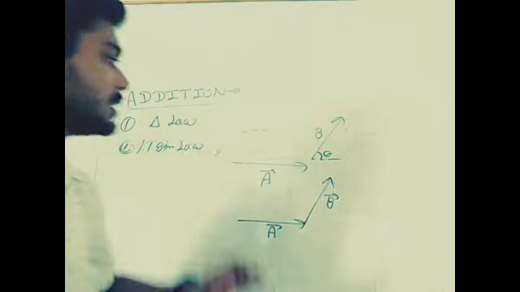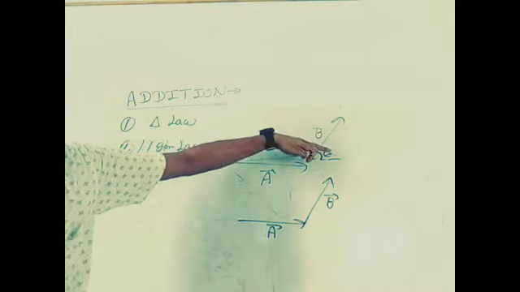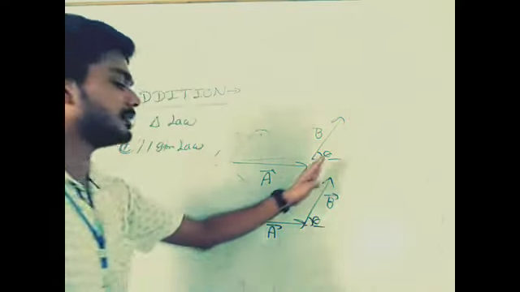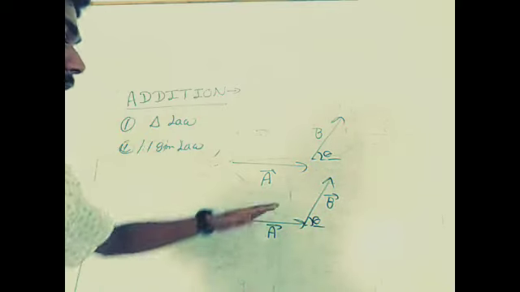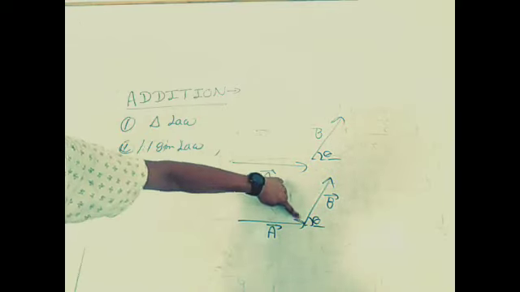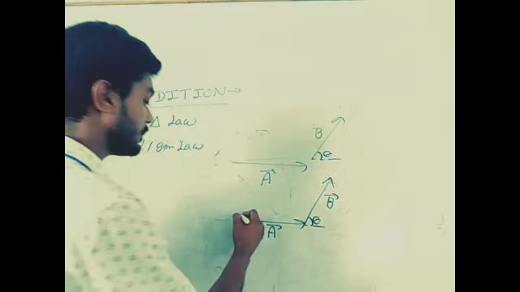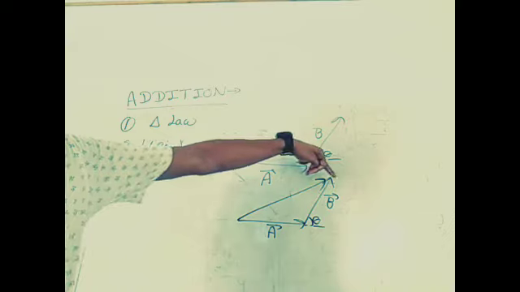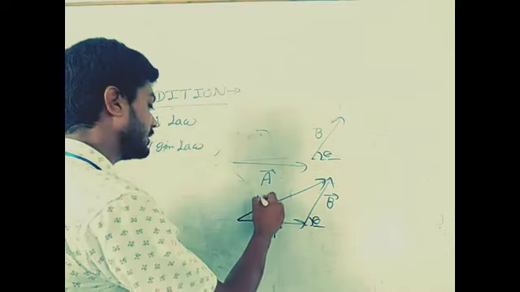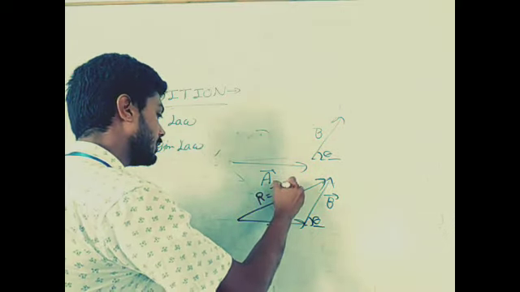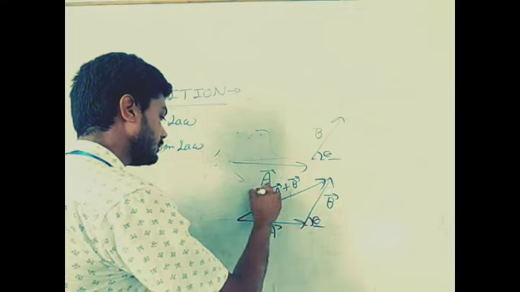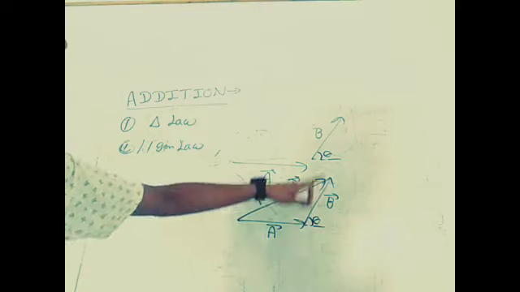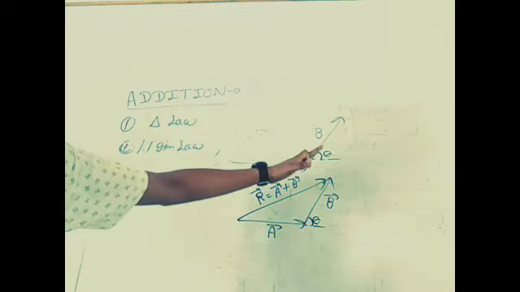Now suppose this vector B is at angle theta from the horizontal, then you will draw vector B at angle theta. I repeat again, draw vector A. From head of A, draw vector B. Then the closing vector, the vector which closes from A to B, will give the resultant, A plus B. Then triangle law says that draw vector A, from head of A draw vector B, then closing vector will give the resultant.